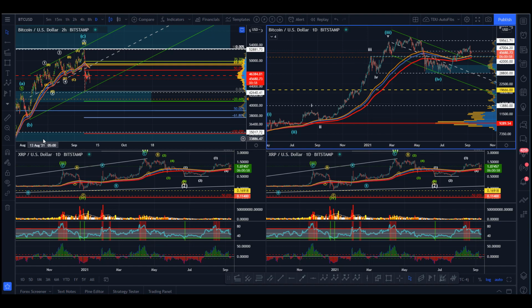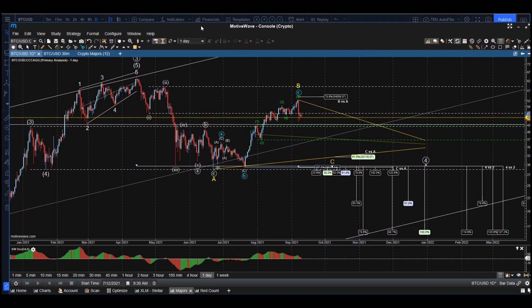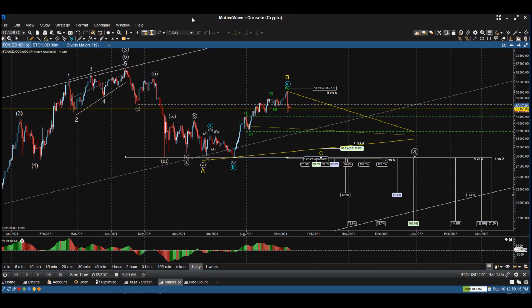Truth be told, my primary count's unchanged. I don't see anything that's happened here that would dissuade me from that count. Now I'm going to show it to you in MotiveWave just because I have it teed up here, and I've been using MotiveWave a little bit lately.